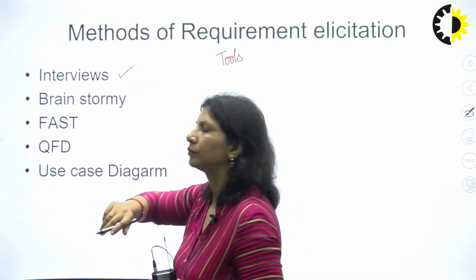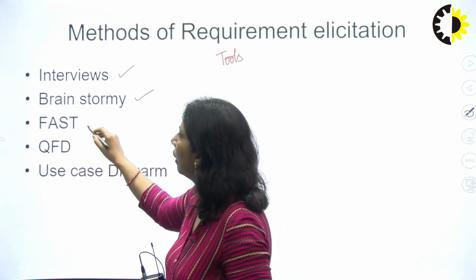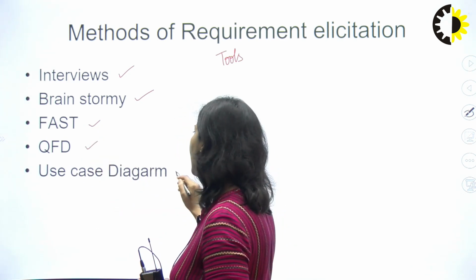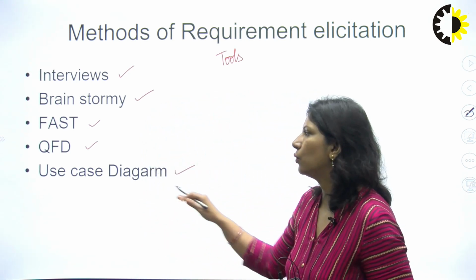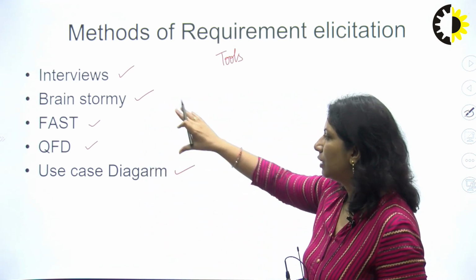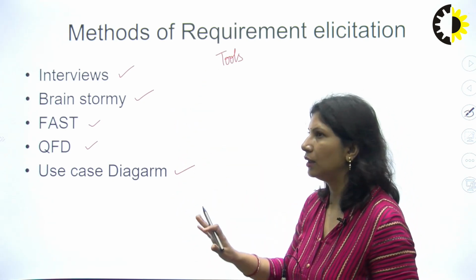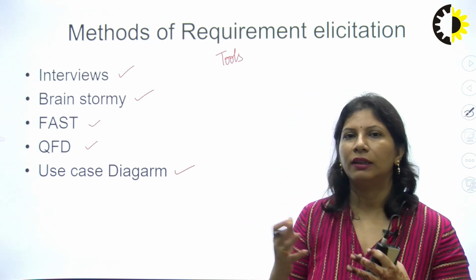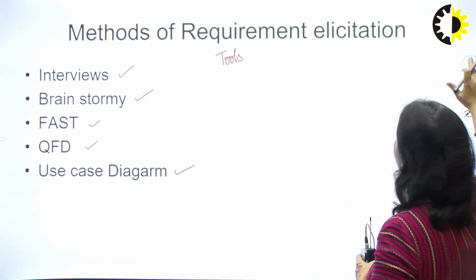Interviews, brainstorming sessions, FAST, QFD, and finally the use case diagram, right? This use case is a UML diagram. With this we can also clearly identify the requirements. So these are some methods that we will implement for gathering the requirements. Let us go through them one by one.